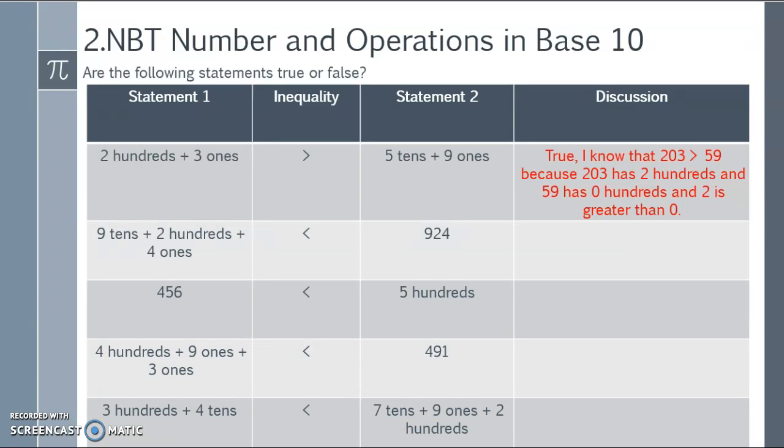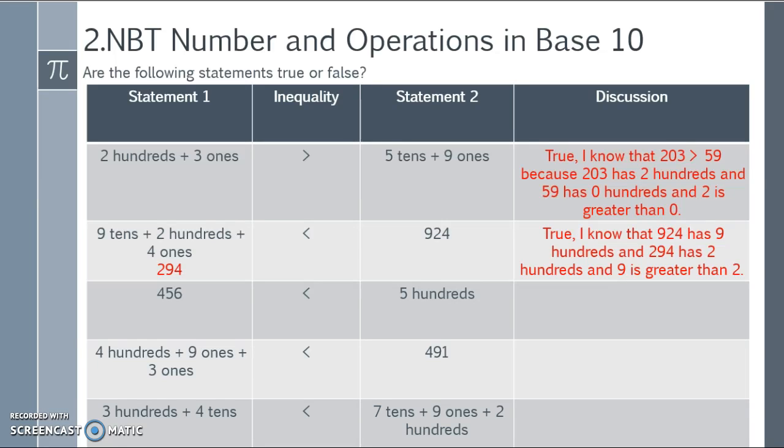9 tens plus 2 hundreds plus 4 ones. Is that less than 924? Notice on the left there that we have to rearrange it because we have the hundreds, tens, then ones. So 294 is what's represented on the left. This is true, so it's a play on identifying place value. I know that 924 has 9 hundreds and 294 has 2 hundreds, and 9 is greater than 2. Therefore, 924 is greater than 294.